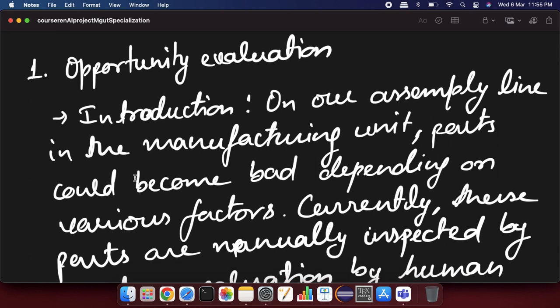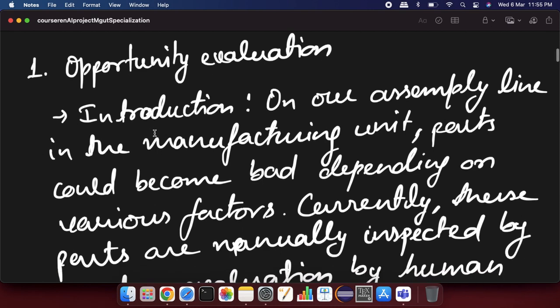Now, the opportunity evaluation. This is the first criteria on which this particular problem is to be evaluated. And this is the introduction.